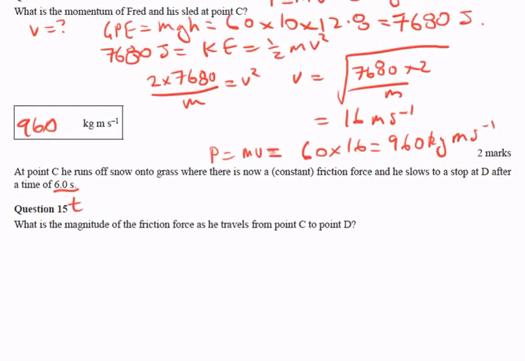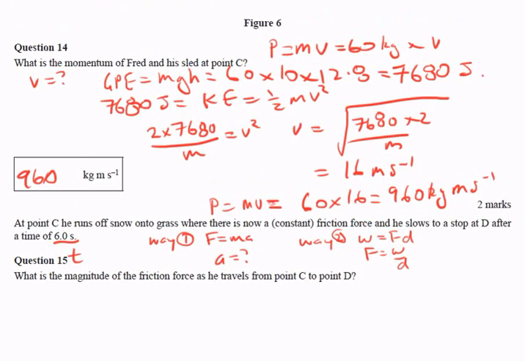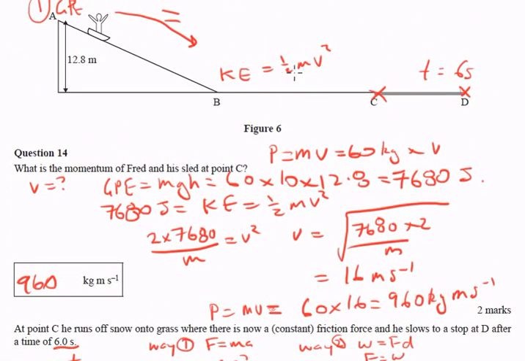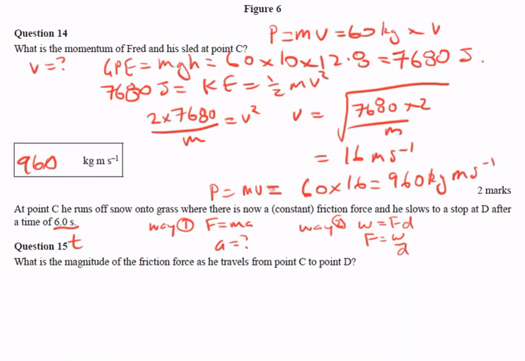Right, there's a number of ways of working this out. I'm not going to do them all, but I'll tell you what they are. Way one is you can do F equals ma. First of all, you have to work out what the acceleration is using an equation of motion. Way two, work equals force times distance. So force equals work divided by distance. The work's the change in energy. That's the 7680 of kinetic energy that changes into heat energy as the friction slows it down. So that's the work. The d you don't know, so you'd have to find the d using an equation of motion.